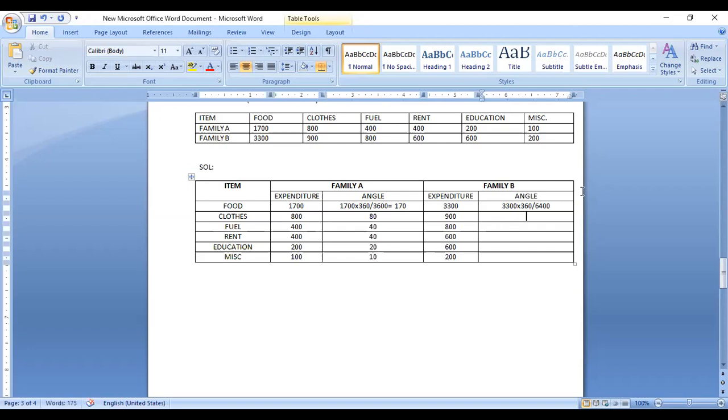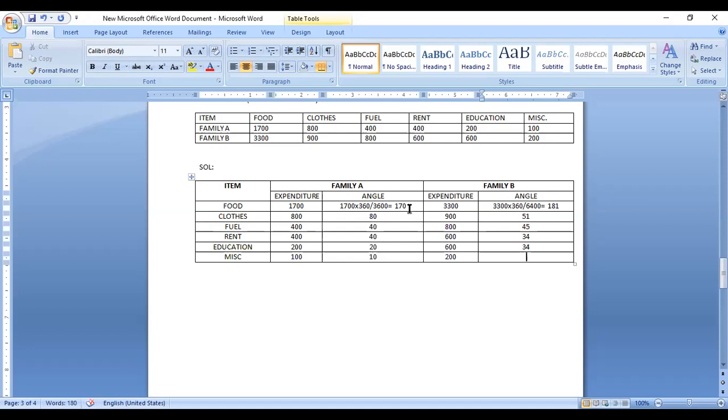So here it will be equal to 180.6. So I am taking it as 181. So here it will be 51. Now here it will be 45, 34, 181, 51, 45, 34. Here also 34 will come. So total it should be equal to 360.